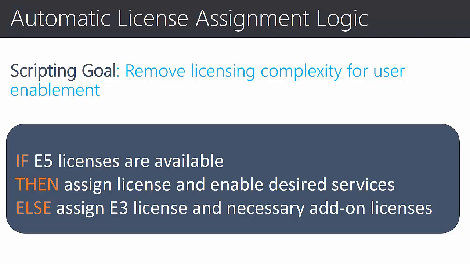In the logic of the script, I will actually go through and check the licenses available in your tenant. And if you have E5 licenses available, then I will go ahead and assign that license and enable the desired services within that license. If you don't have E5 licenses enabled, then I will assume that you have E3. Well, I will validate that you have E3 licenses as well. And then I will assign E3 licenses and then the necessary add-on licenses. So again, like I said in the beginning, I assume that you have either E5 or E3 with the necessary add-ons. Depending upon what I see available in your tenant, I will make the appropriate licensing decisions of what needs to be enabled for the user.